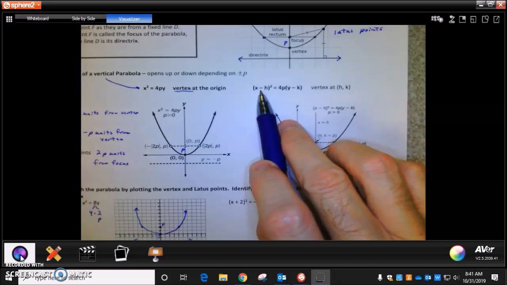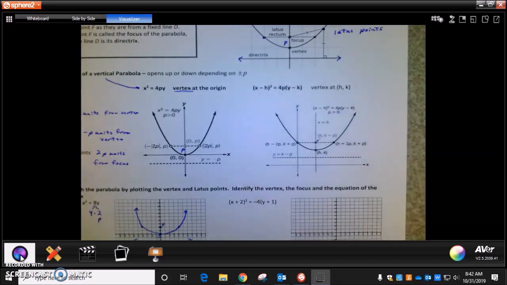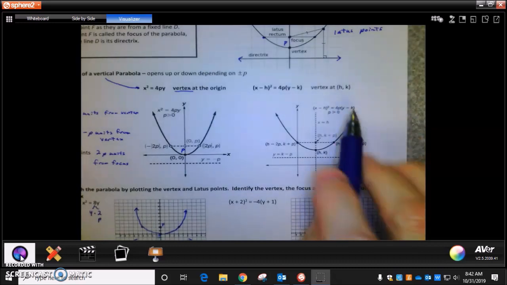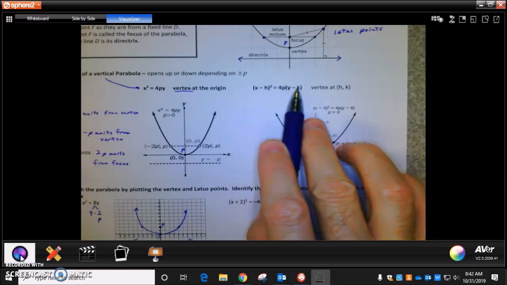So if you see a -3, then h is actually a +3. Okay? The minus is part of the formula. So when you go to find your h and k, they're going to be kind of the opposite of the two numbers that you're going to see in there.